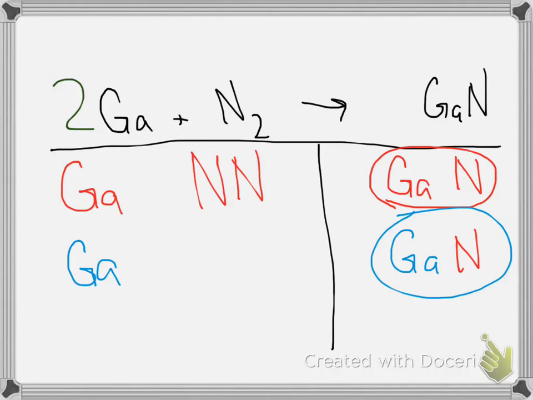The last part then is to count up my products here, and I count up every one of those GaNs that I circled, and so I made 2 of them, so I'm going to put a 2 out in front of GaN. Now in doing so, what this says is it takes 2 gallium atoms plus a pair of nitrogen atoms to form 2 gallium nitride compounds. And so this is considered balanced at this point. There's nothing that's on the reactant side that's not on the product side. And I don't have anything on the product side besides GaN.